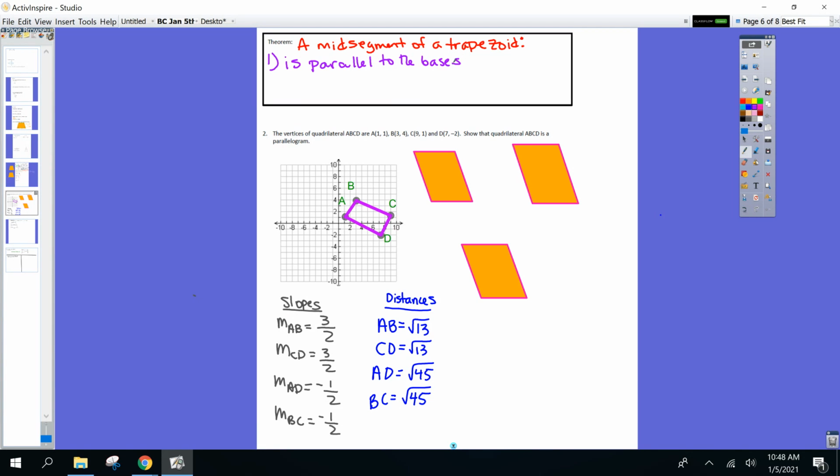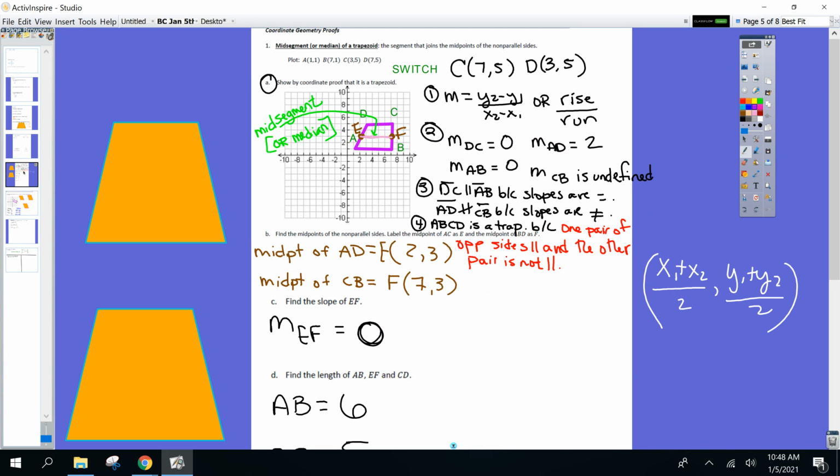Okay, midsegment is parallel to the bases. So if I just go back real quick here, if you guys want a little visual of what I just wrote for that theorem, all 3 here are parallel to each other. All right, second theorem deals with part D.